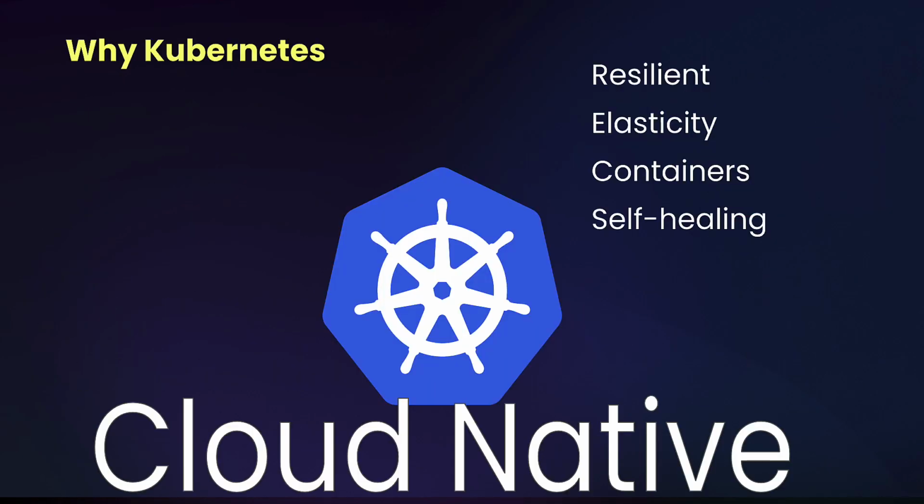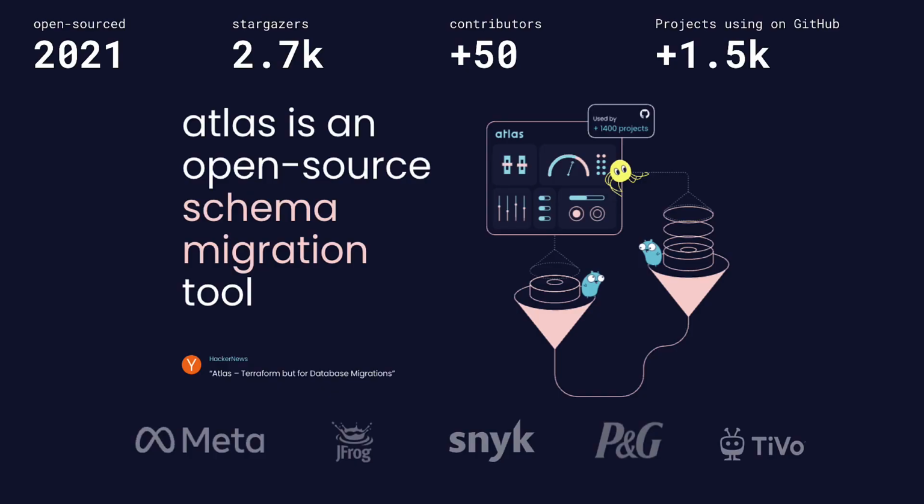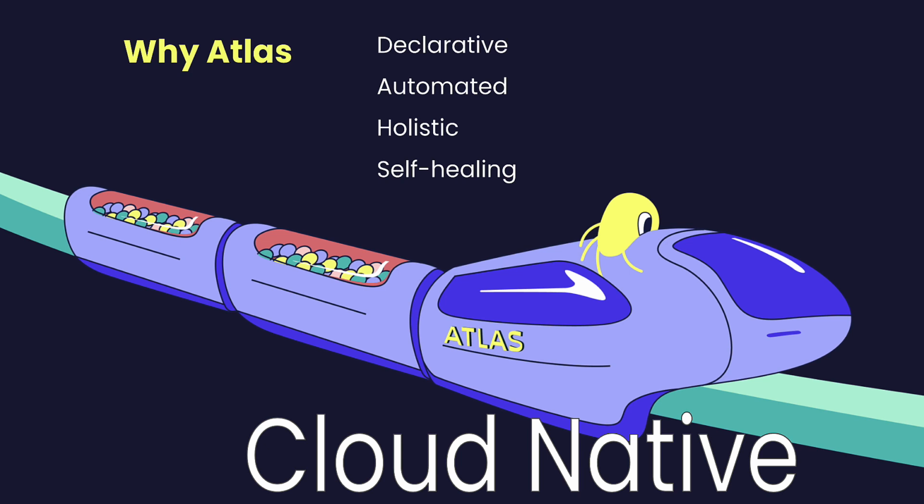With cloud-native application architectures, Kubernetes solves many application deployment problems, namely elasticity, resilience, containerization, etc. But can it help manage database schemas? Yes, that's where tools like Atlas come to rescue. Atlas is an open source schema migration tool that is used by many companies in production efficiently. Let us explore with a demo on how Atlas helps manage database schemas the Kubernetes way.